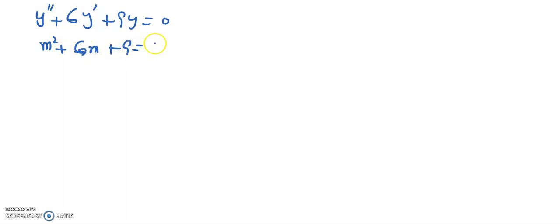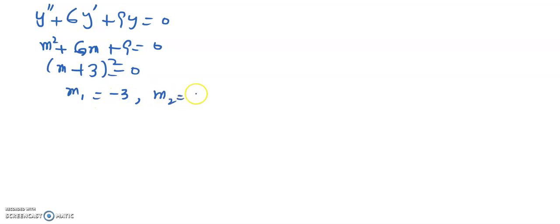Suppose the equation is y double prime plus 6y prime plus 9y is equal to 0. So the characteristic equation will be m square plus 6m plus 9 is equal to 0. This is a complete square, so it is actually m plus 3 square is equal to 0. So m1 is equal to minus 3, m2 will be equal to minus 3.